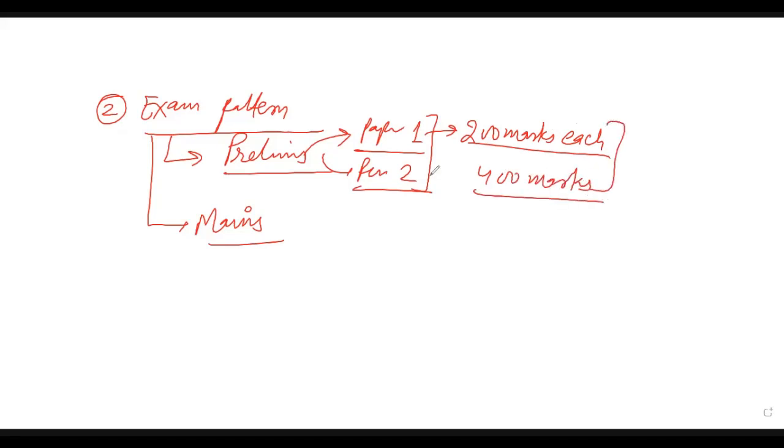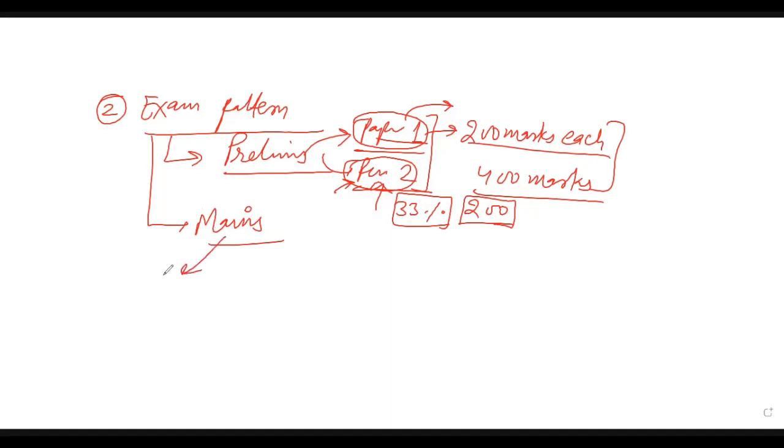Out of these 2 papers, paper 2 is a qualifying paper, which means 33% marks are required in this paper out of 200. And paper 1 is used for merit purposes, that is, the more marks you have, the higher your chances of being selected. Paper 2 is for qualifying purposes. We will discuss the syllabus as well, but first, let us understand the exam pattern.